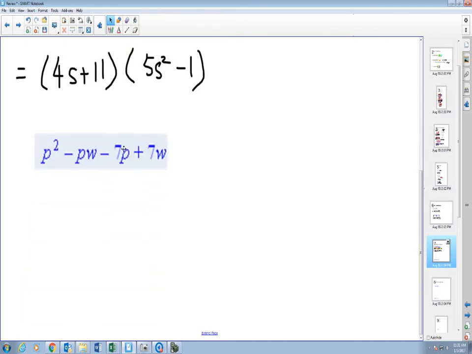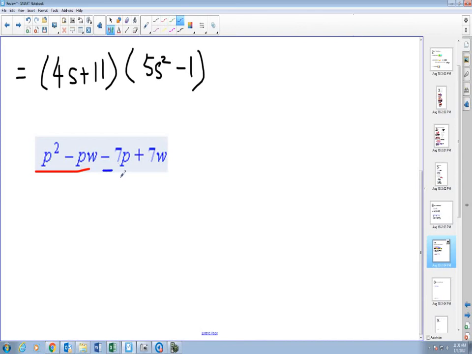Let's try another one. I'm gonna group the first 2 and group the last 2. So from the first 2 terms, factor out the greatest common factor, p. So that leaves me with p minus w. Alright, so now the next parenthesis got to match the first one. So between the last 2 terms, I can factor out a negative 7. Because that will make this p a positive p. Negative 7 going to negative 7p, positive p times. Negative 7 going to positive 7, negative 1 times with the w.